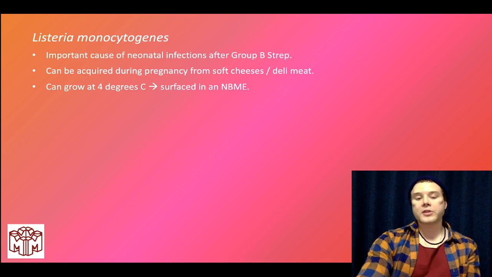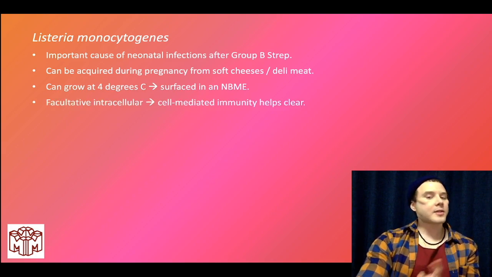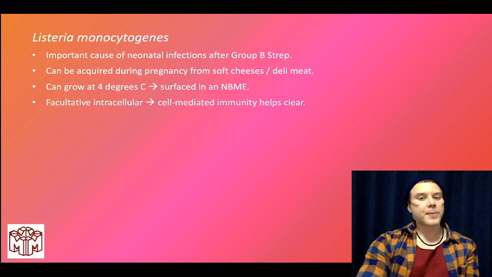Listeria can grow at 4 degrees Celsius. I've seen this in an NBME question. And by the way, it has tumbling motility. I didn't write it on the slide, though. It's a little bit lower yield, but tumbling motility. Facultative intracellular, cell-mediated immunity can help clear it.